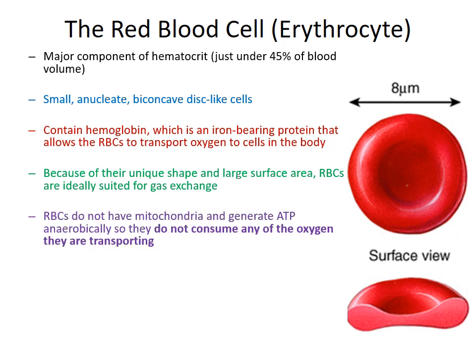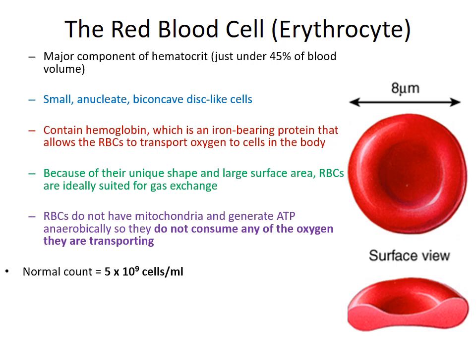RBCs don't have mitochondria and generate ATP anaerobically. They produce ATP anaerobically, so they do not consume any of the oxygen which they are transporting. The main function, if you look at it, is transporting oxygen, but they do not consume the same oxygen which they are transporting because they do not have mitochondria.